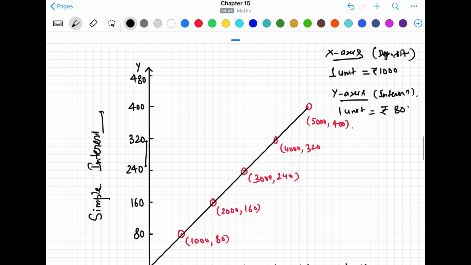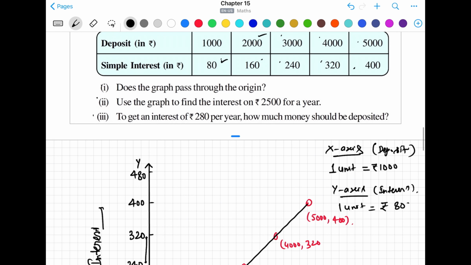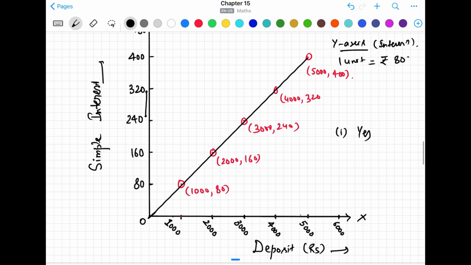Now based on this we have to answer a few questions. First one is, does the graph pass through the origin? The answer for this one is yes. When we extend this, it's passing through the origin O. And second is, use the graph to find the interest on 2500 for a year. So 2500 is between 2000 and 3000. Draw this line, let it cut this straight line, then come back to the y-axis. We got this point which is between 160 and 240. That means this is 200.